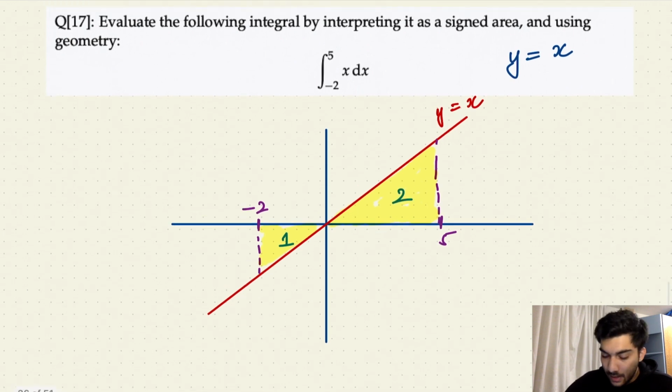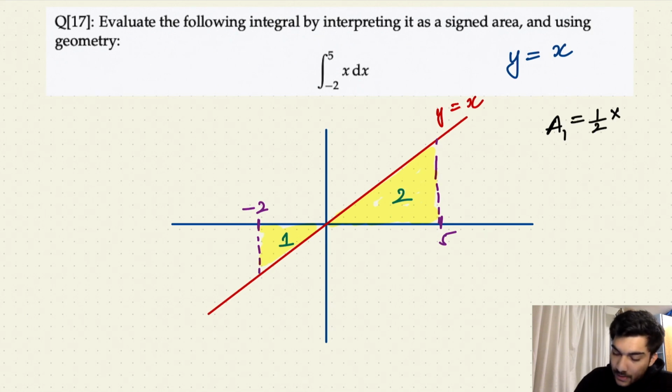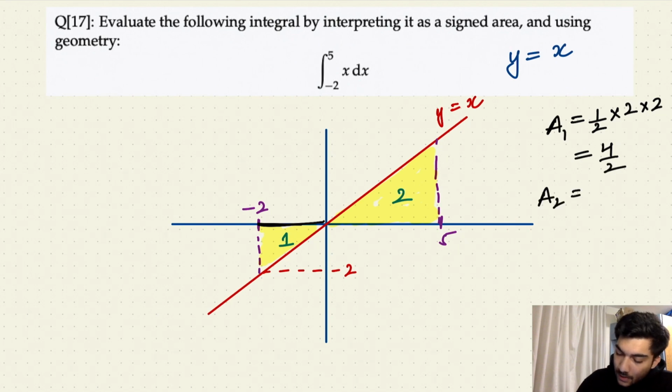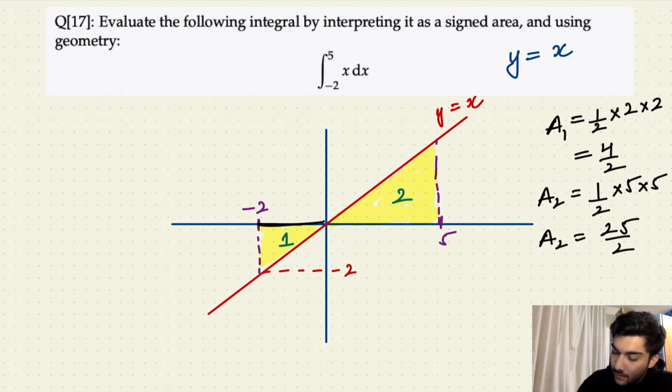And now it's easy to calculate the area because the area of my region 1, which I'll denote by a1, is basically half times base into height. So my base is 2 in this case and my height is 2 as well because it's y equals x, right? So this will be -2 as well. So my area 1 is half times base into height, which is 4 by 2. My area 2, which is denoted by a2, would be half times base is 5, and similarly height is 5 as well. So my a2 is 25 over 2.